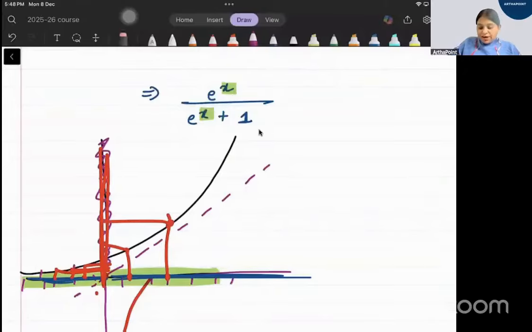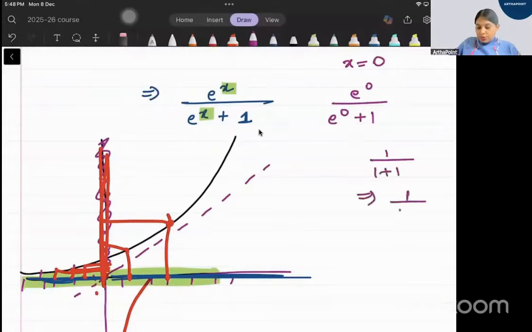Meaning, if I go ahead and put, say, x as 0, so I get e to the power 0 upon e to the power 0 plus 1. Anything to the power 0, we know what it is. It is 1. So I get 1 upon 1 plus 1. It means I get 1 upon 2. That means I get 0.5. It will always be a fraction. Why will it always be a fraction? Because in the denominator, whatever answer you get, you add 1 to it.